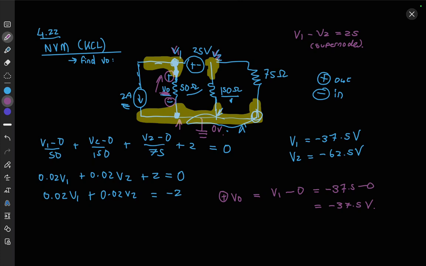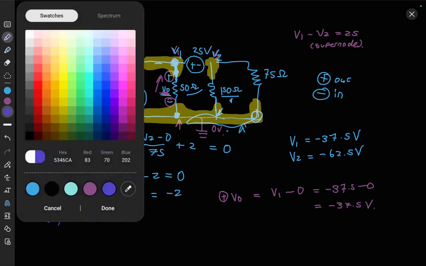And yeah, that is the correct answer. So if you want to check, find the power delivered by the 2 amp source, because that's actually what they asked in this question. They said use V0 to then find the power delivered by this 2 amp source. Then it's quite simple. So let's just say this was A, and B, we want to find power for the 2 amp source.